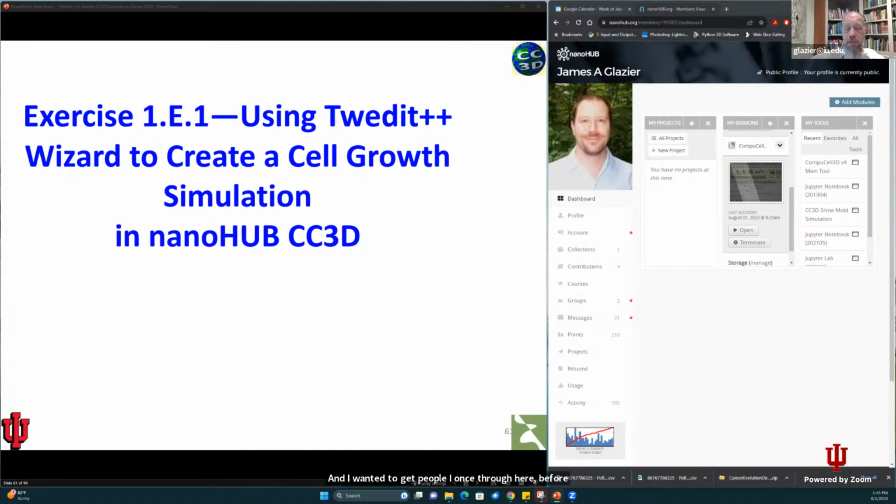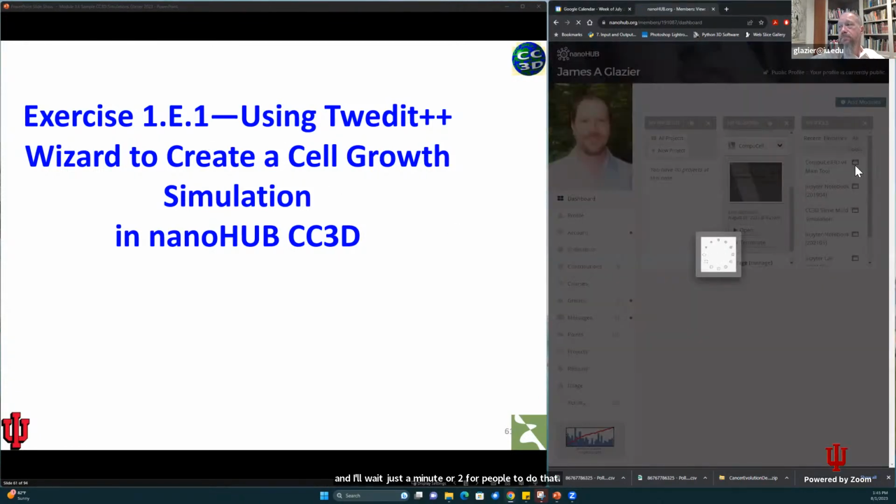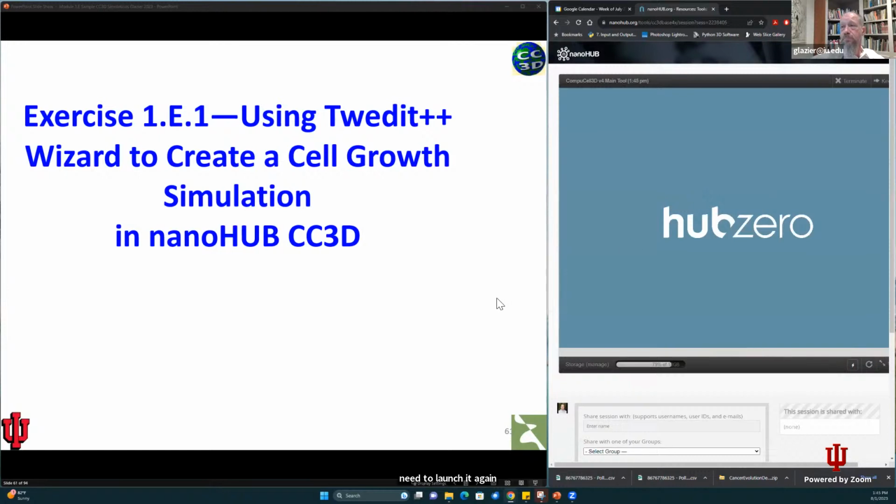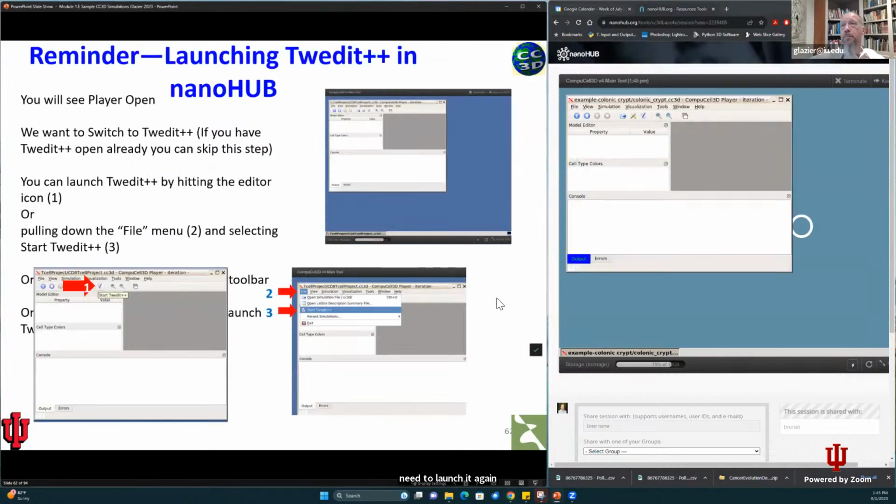So I'd like people to take just a minute to either fire up your desktop CompuCell or your NanoHub CompuCell, either one. And I'll wait just a minute or two for people to do that. In the meantime, I'm going to start out with CompuCell. Actually, I had CompuCell running already. I didn't need to launch it again. Okay. And what I'd like people to do once you're in CompuCell is to start Twedit.